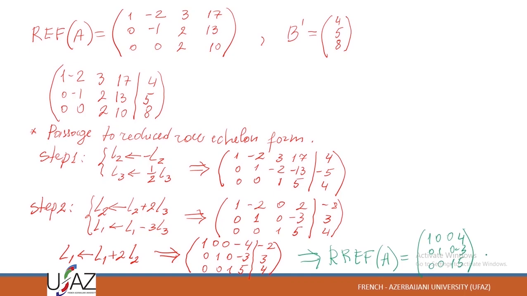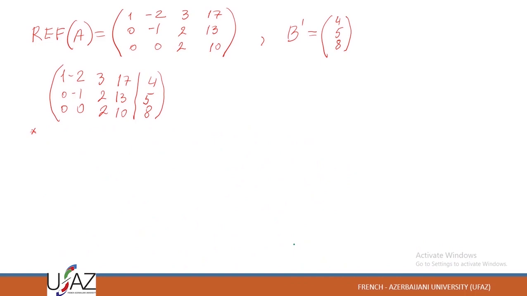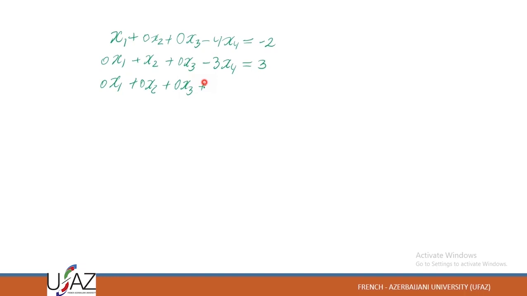Then we stop here. This matrix is the matrix of coefficients of a linear system. And this part is the right hand side of the system. Then our new system will be this. x1 plus 0x2 plus 0x3 minus 4x4 is minus 2, 0x1 plus x2 plus 0x3 minus 3x4 is 3, 0x1 plus 0x2 plus 0x3 plus 5x4 is 4.